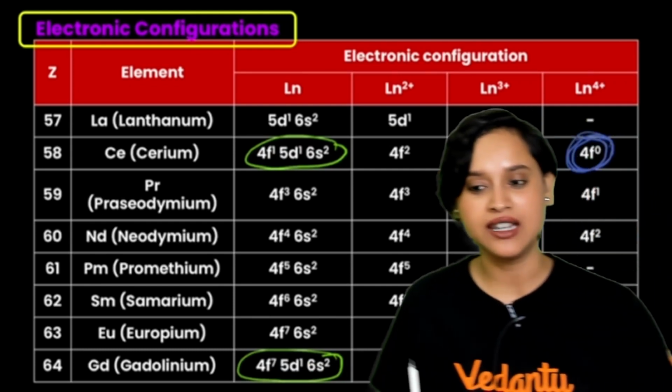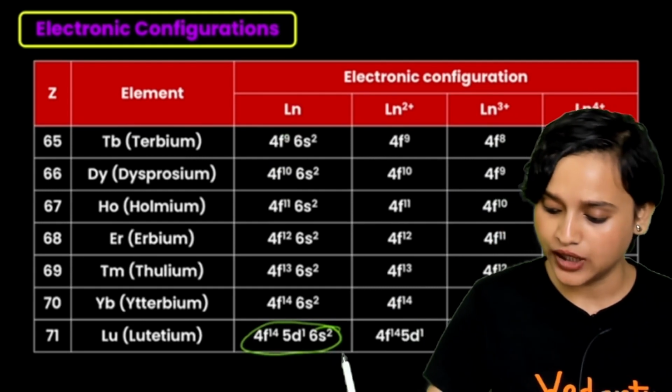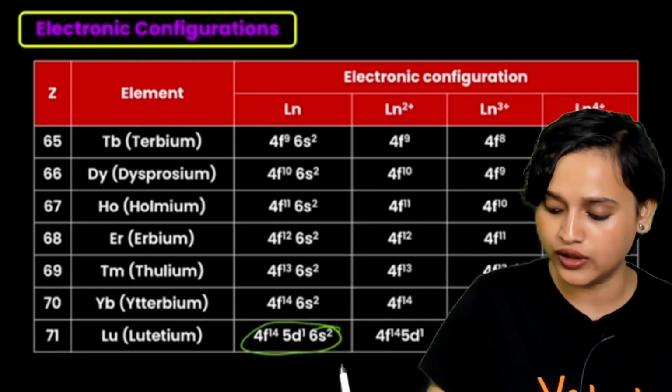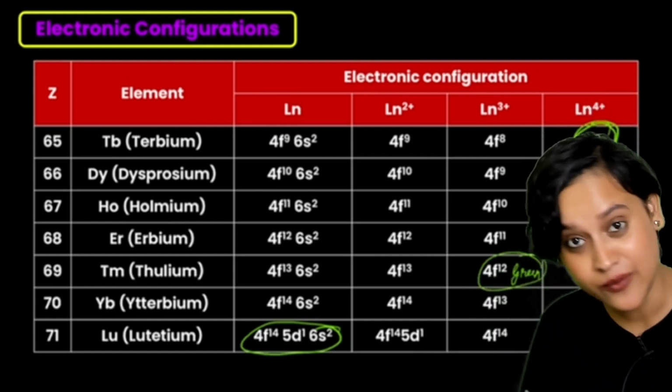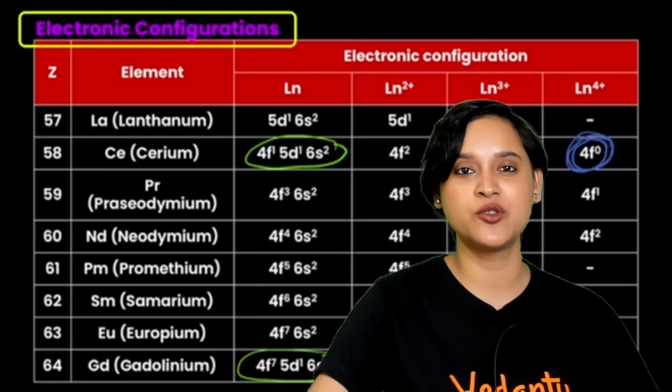And can I tell you something? Just like praseodymium here, you will also see that thulium at 4F12 will also show you green color. Again, I'm going to show you a connection here.